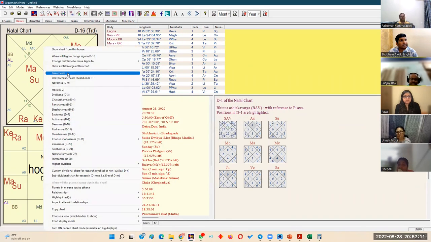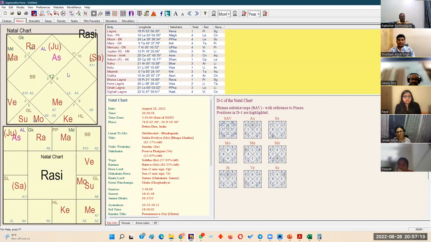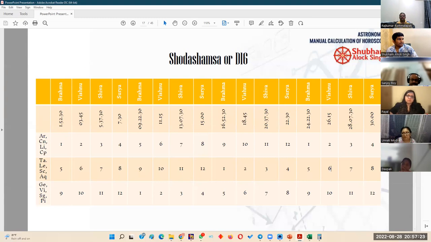This is how you create the divisional charts. And I have made an entry for all the degrees from D2 to D60 in the PDF. I will guide you through it. And to both of you course students, I will also give you this PDF. This will be available on the Padmanabh website itself.